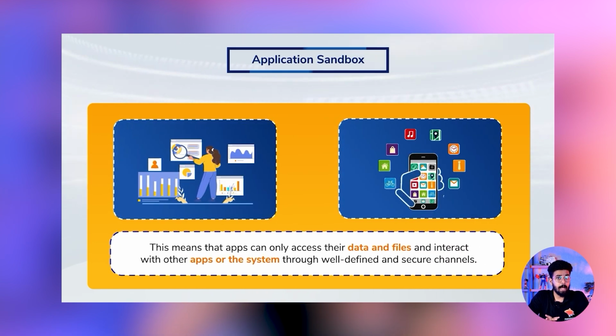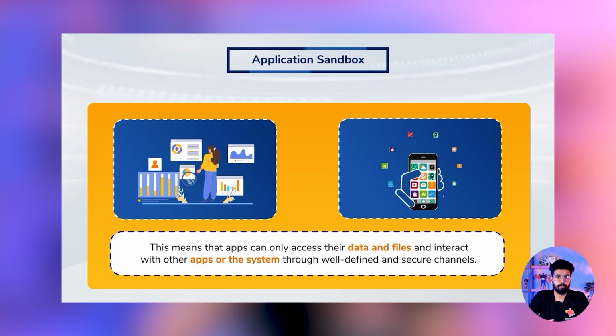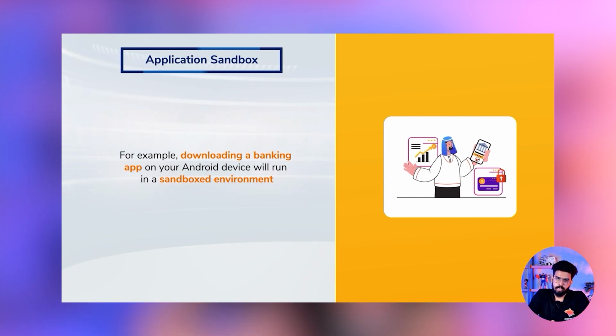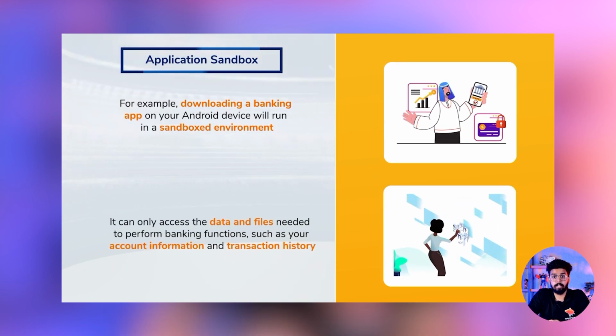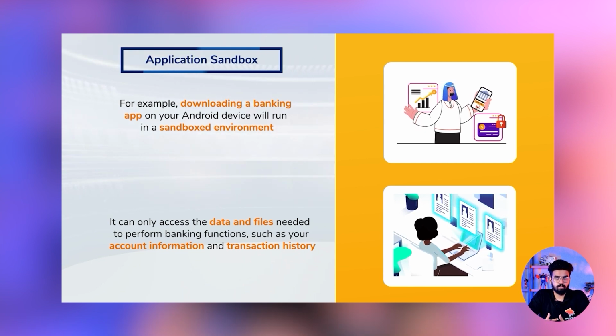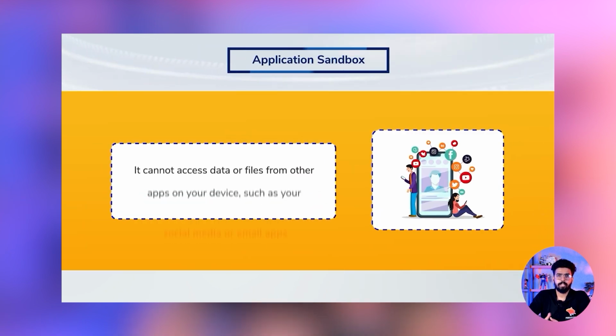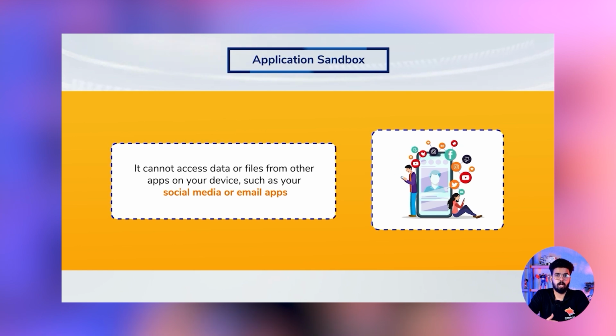This means that apps can only access their own data and files and interact with other applications or the system through well-defined and secure channels. For example, a banking app downloaded on your Android device will run in a sandbox environment. It can only access the data and files needed to perform banking functions, such as your account information and transaction history. It cannot access data or files from other apps on your device, such as your social media or email apps.